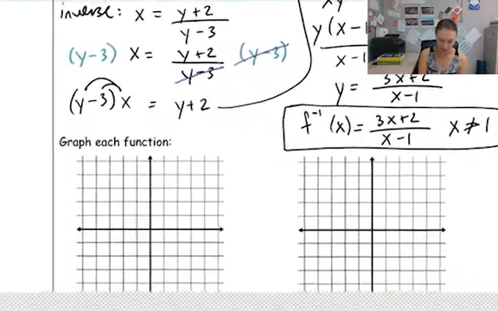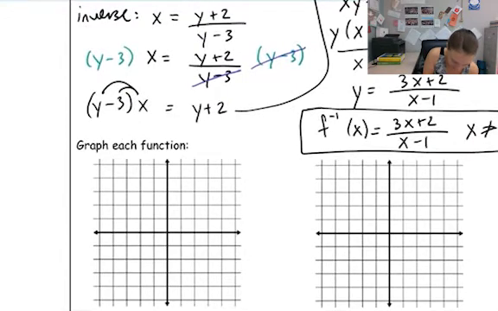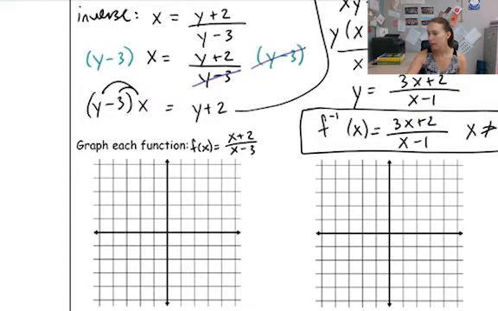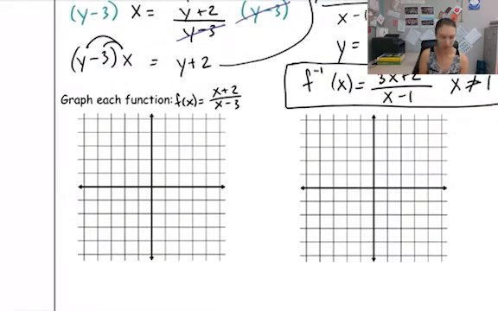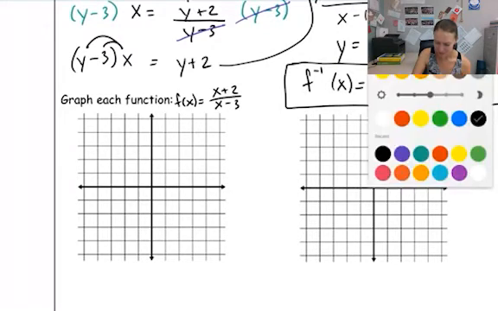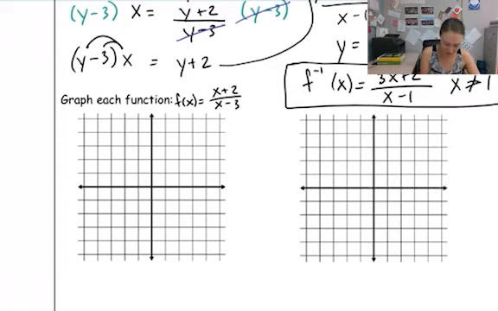So f of x, I'm going to write it over here, f of x equals x plus 2 over x minus 3. So it may have been a while since you've graphed something like this. So I'm just going to do it pretty quickly. If you're not following, it's okay. You can always plug this into Desmos and kind of see what it looks like for now.